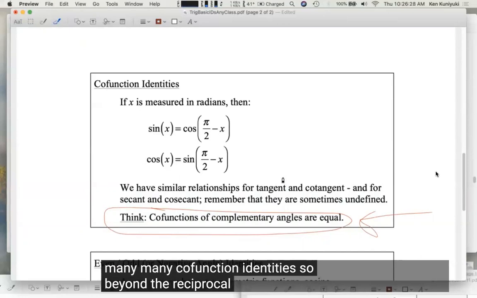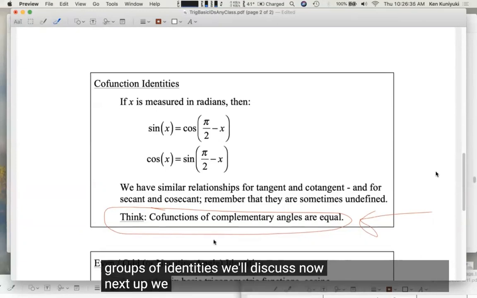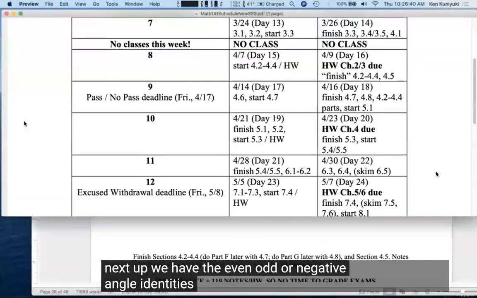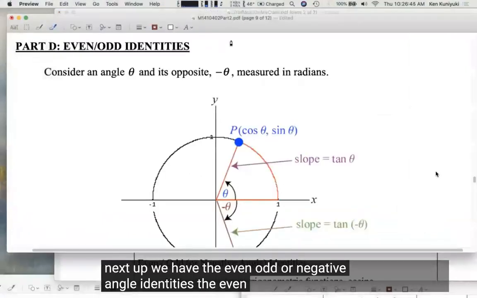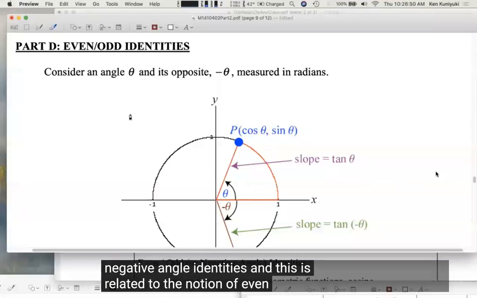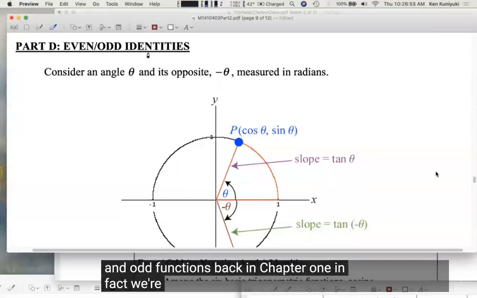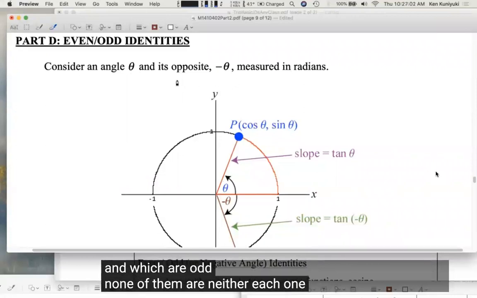So beyond the reciprocal, quotient, and cofunction identities, there are 2 more groups of identities we'll discuss now. Next up, we have the even-odd or negative angle identities. And this is related to the notion of even functions and odd functions back in chapter 1. In fact, we're going to identify which of the 6 basic trig functions are even and which are odd. None of them are neither. Each one is either even or odd.